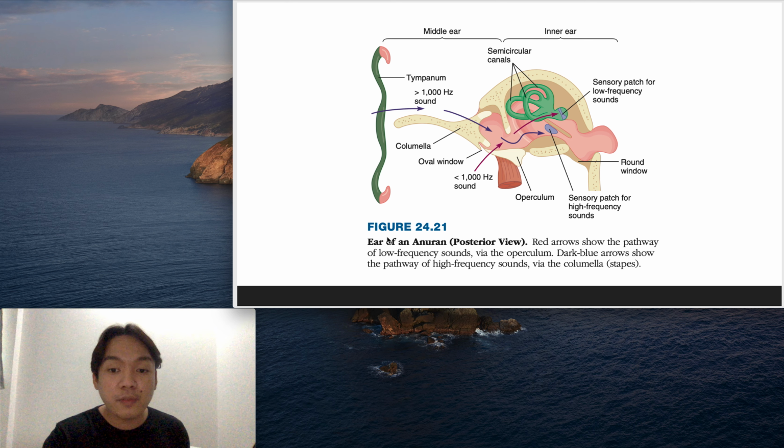For the posterior view of the ear of the frog, the red arrows dictate the pathway of low frequency sounds, especially when they mate. It's really important for mating, because the females are listening to the frequency of the males' mating calls. So you have to vary it across different species and choose the right mate.